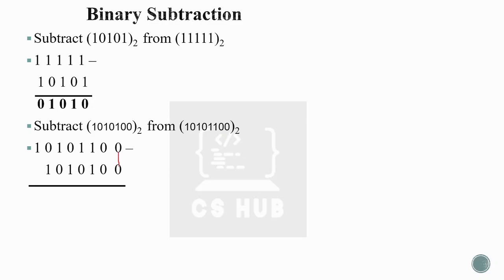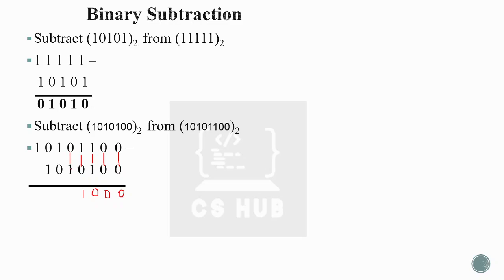First, 0 minus 0. Our result is 0. Next, 0 minus 0. Our result is 0. Next, 1 minus 1. Our result is 0. Next, 1 minus 0. Our result is what? 1 minus 0. Our result is 1. No borrow, right? Here comes 0 minus 1.